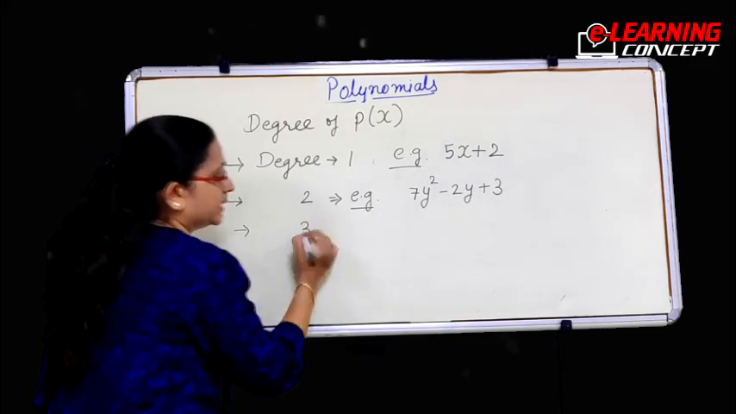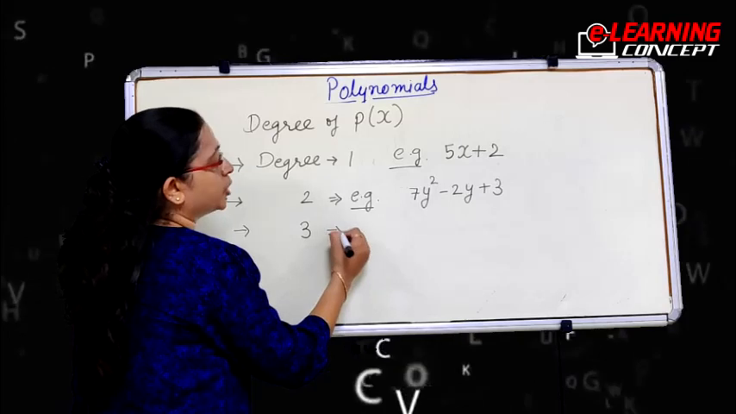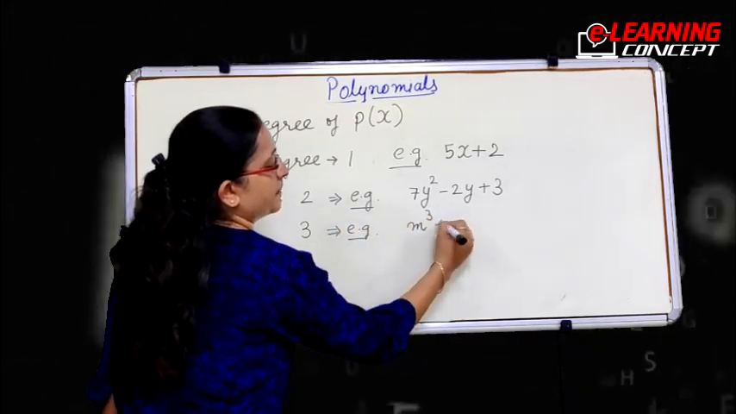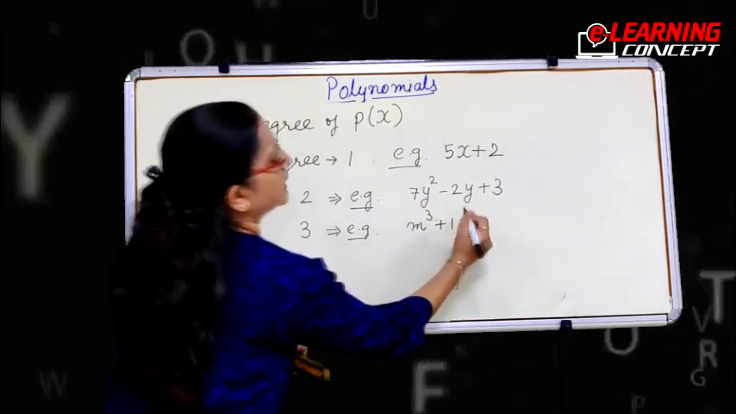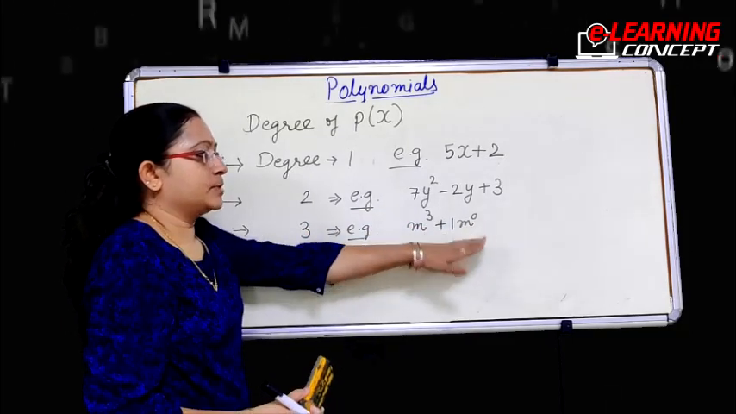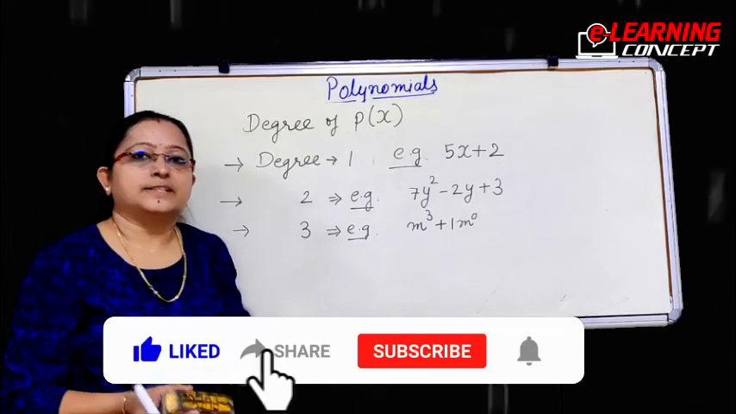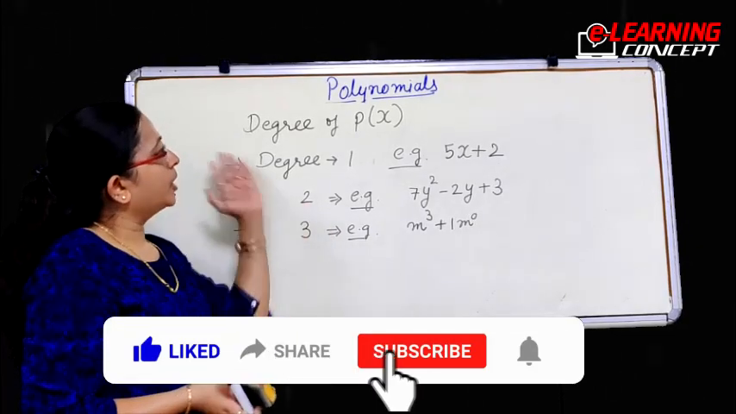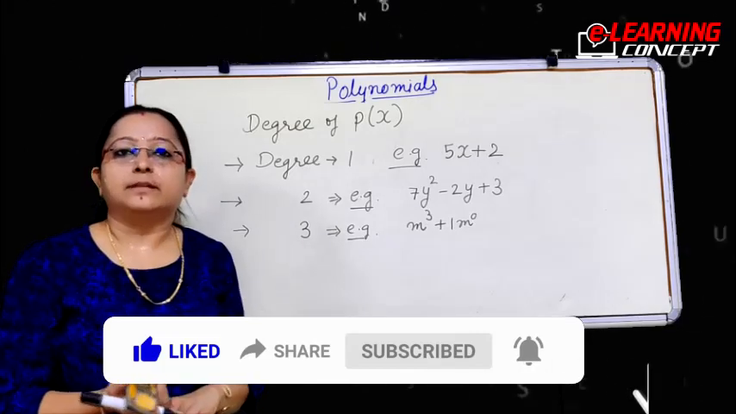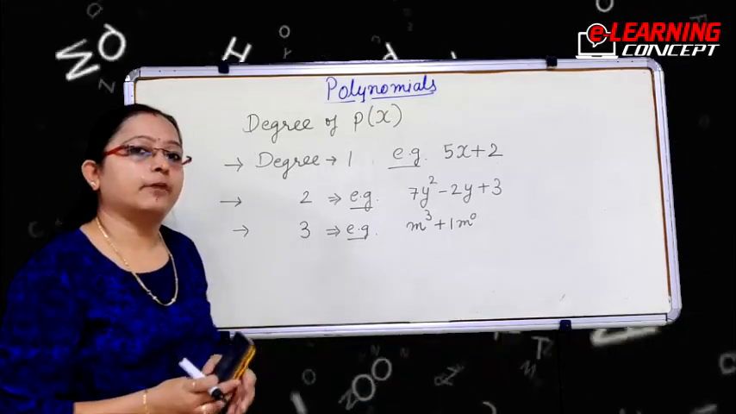Same way, if the degree is 3, these polynomials are called cubic polynomials. For example, here 1, that means m raised to 0. So m cube and m raised to 0. Highest one is 3. That's why these are the cubic polynomials. So these are the classifications of polynomials regarding degree, and the other one we have seen, monomial, binomial, trinomial, regarding the number of terms.